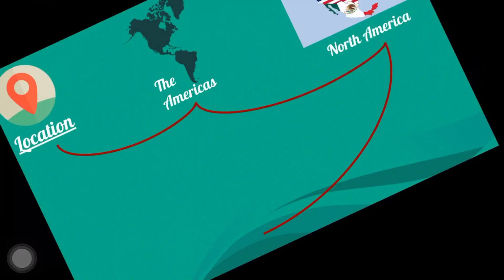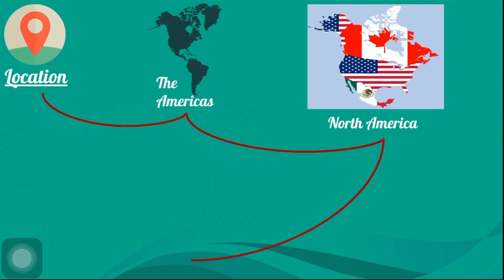As we can see, the United States takes a big part of North America. It's like the line in the middle. It also has the Alaska region, which is really important, and it's really big.